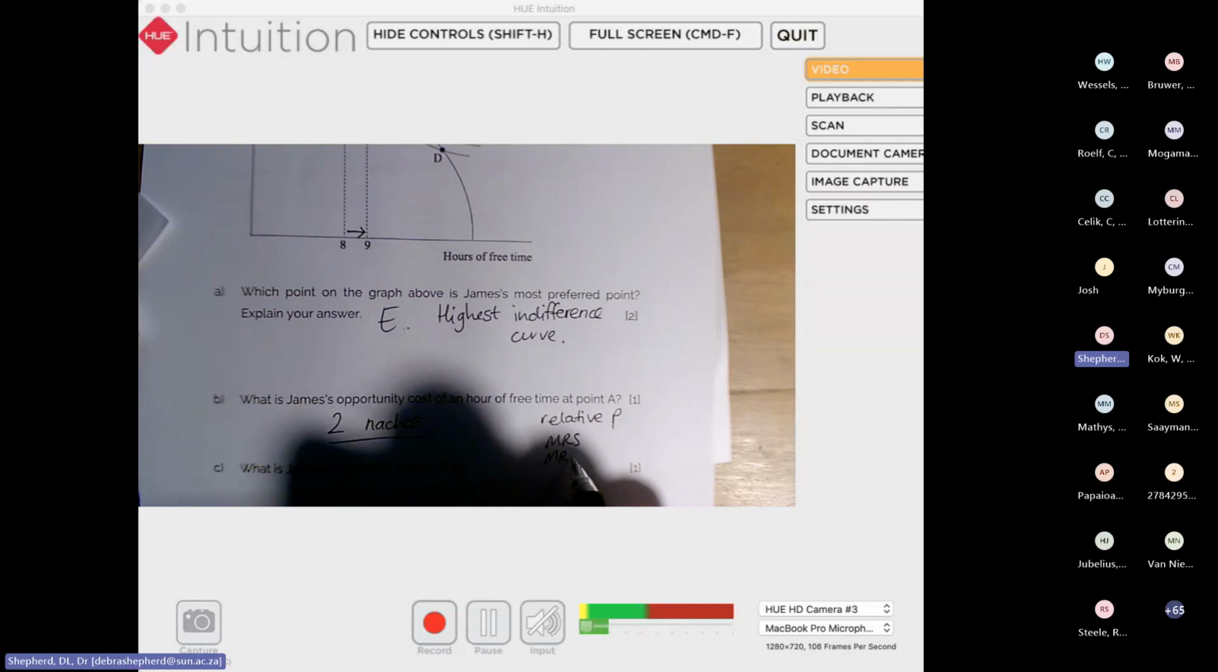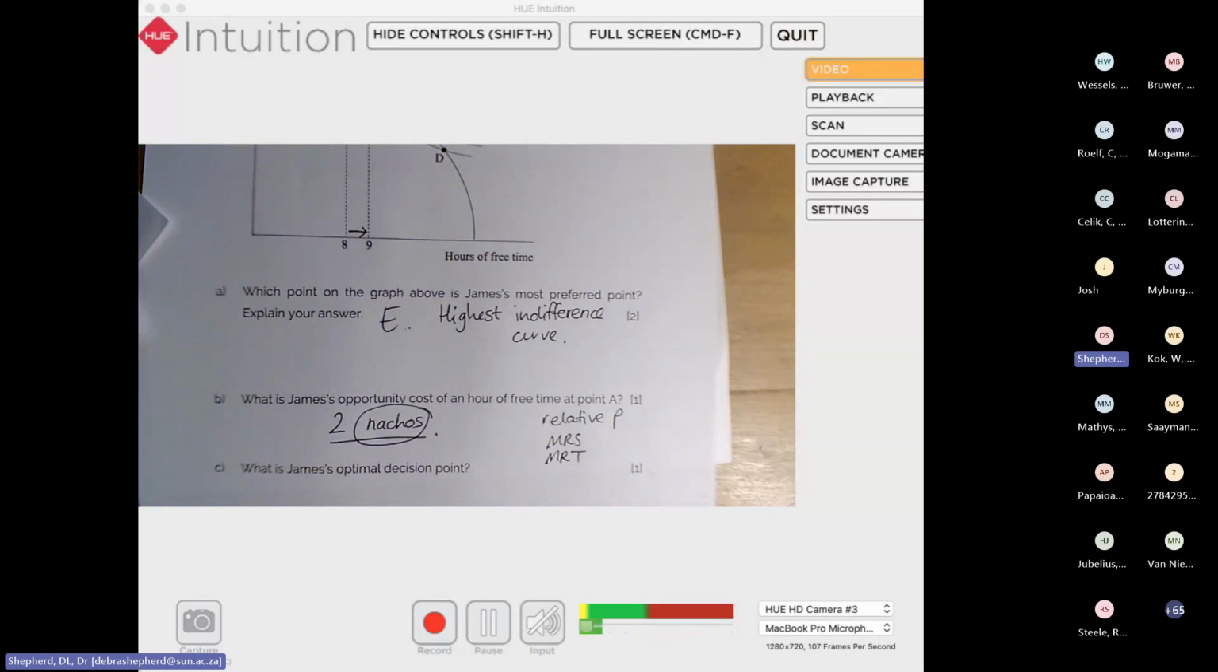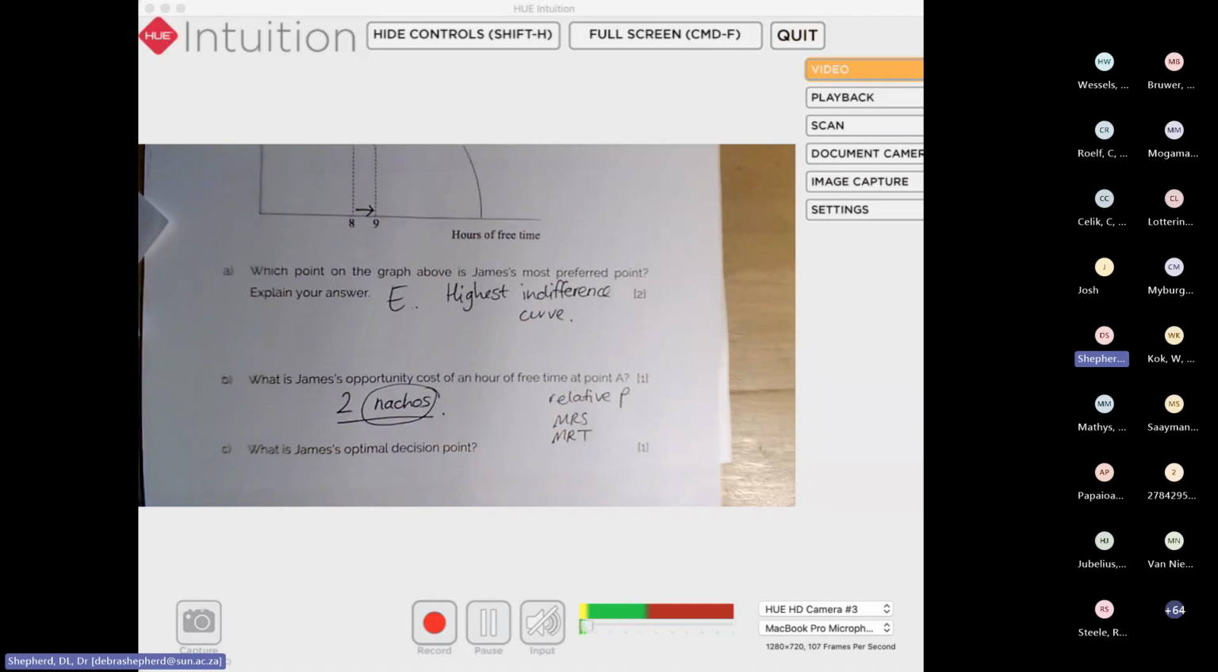Now for this answer, because we're talking about opportunity cost, whenever you talk about opportunity cost, relative price, MRS, MRT, it is good practice to put it in terms of the thing that is being traded. So when it comes to an A2 and A3, if you just write 2, the marker will most likely be quite kind and give you the full 1 mark. But I want to ask you to be as perfect as possible and to write 2 nachos. Just always put these concepts in terms of something, because it is something you're having to give up. Okay, just to make sure you're covering all your bases.